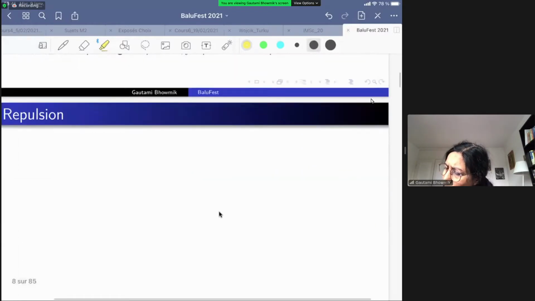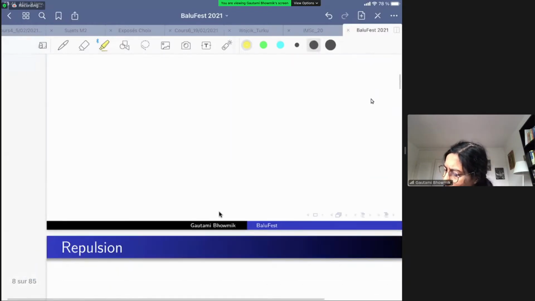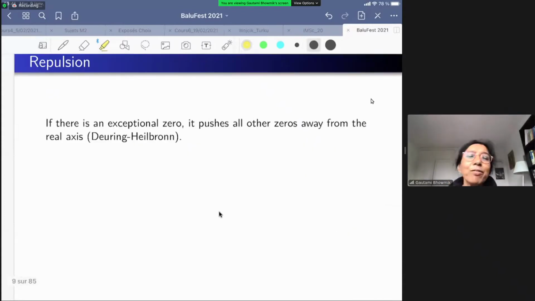So what do we know about this? What we know is that if there is such a zero, then all other zeros are going to be pushed away from the real axis. This is the famous Deuring-Heilbronn repulsion theory. So what does it say exactly?